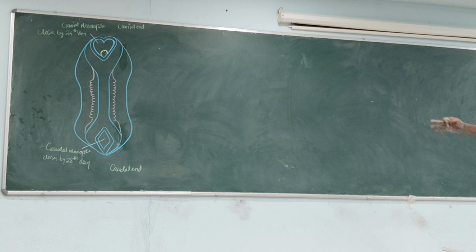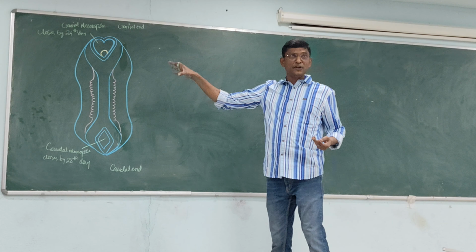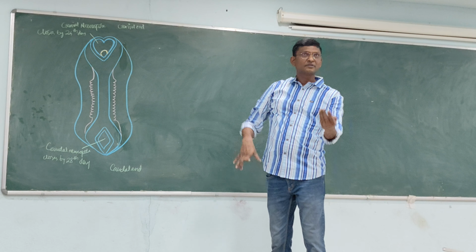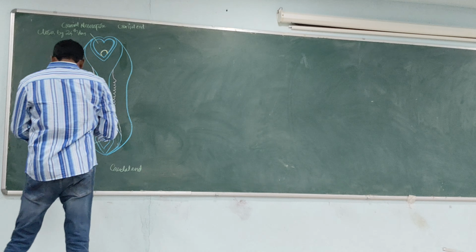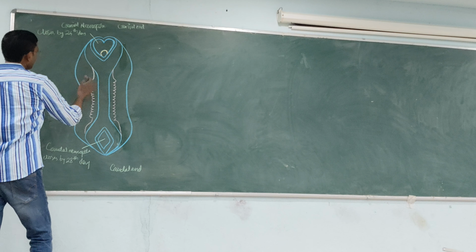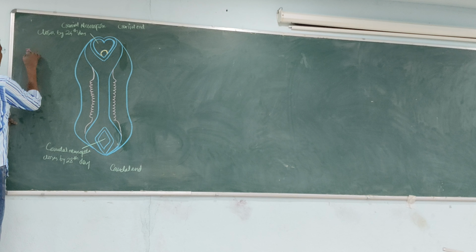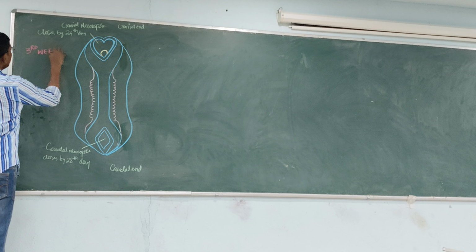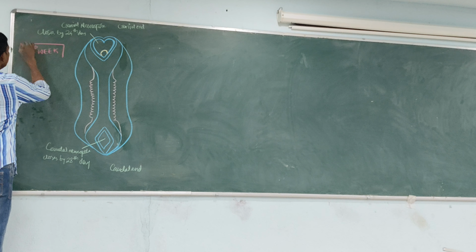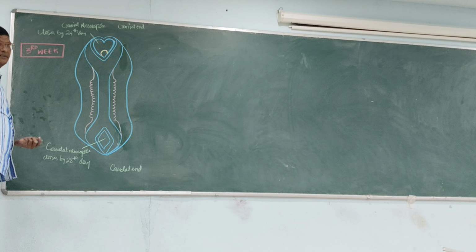And basically, this is how the embryo appears from the superior view. Keeping the embryo like this and just looking from above, this is the superior view of the embryo during third week of development, okay? So exactly during the third week, this is how the embryo appears.